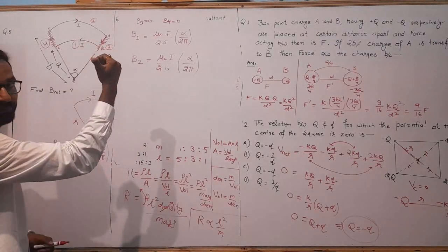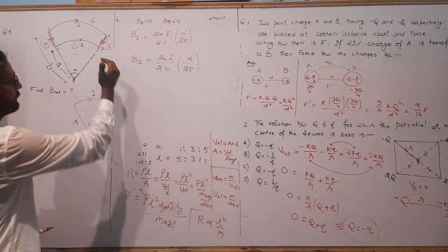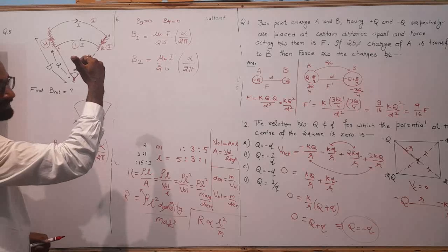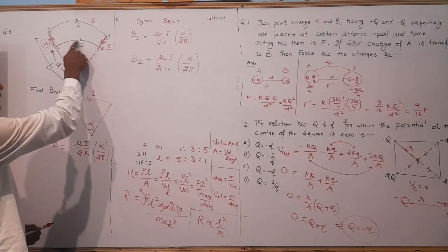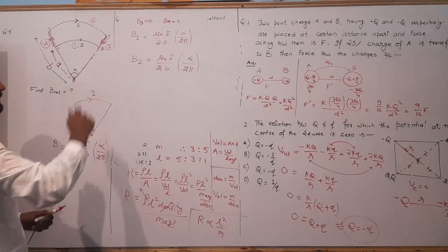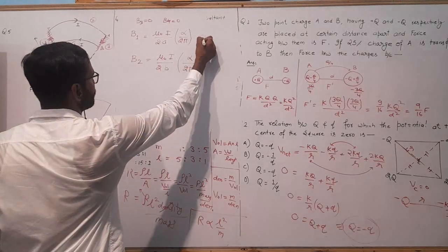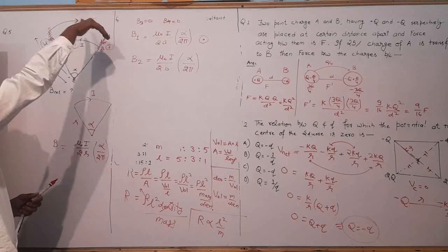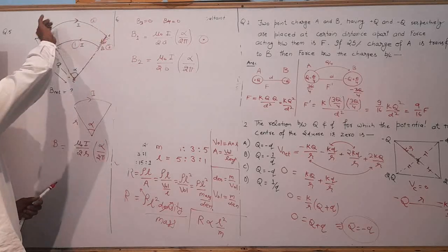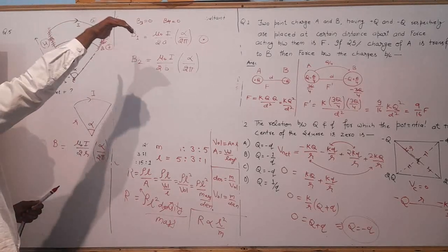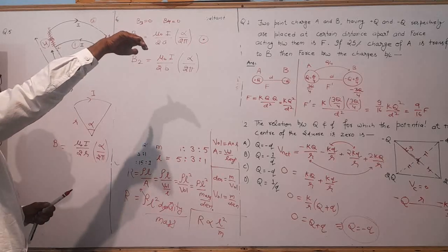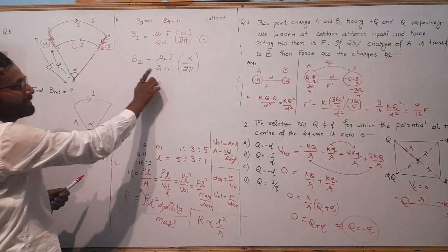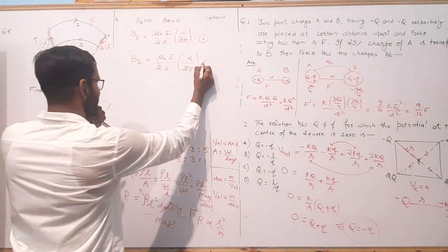So the B direction will be told by the thumb. The current direction is this, so the thumb is going in the outward direction. That means by this arc, the magnetic field is created outward. And for this current carrying conductor, this arc, put the fingers in the current direction, and the thumb automatically goes in the downward direction. So we can say this creates a magnetic field of this value and direction is this.